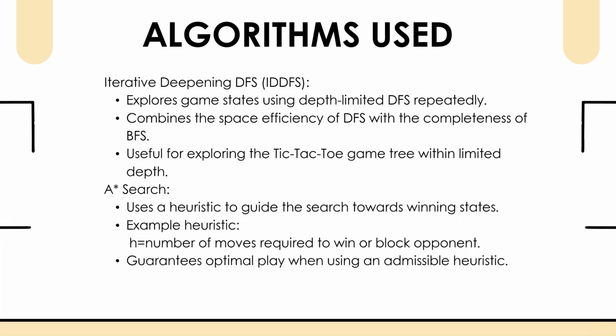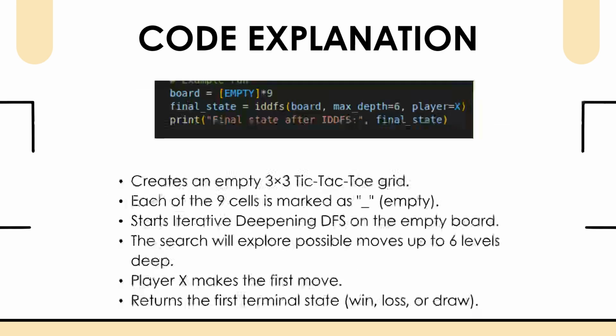And A-star search: the A-star algorithm uses a heuristic to guide the search towards winning states. Example heuristic can be number of moves required to win or block the opponent. So a heuristic is something that can guide the method of search to make it easier and fast, and guarantees optimal play when using an admissible heuristic.